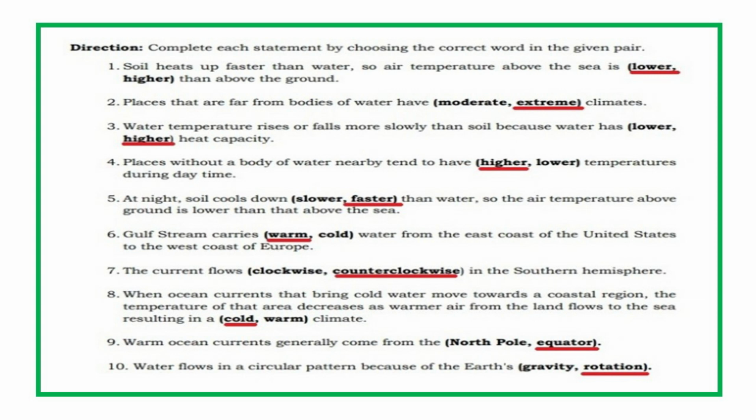Warm ocean currents generally come from the equator. Water flows in a circular pattern because of the Earth's rotation.